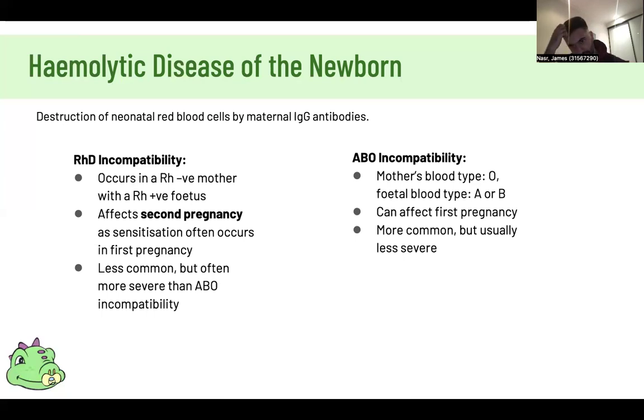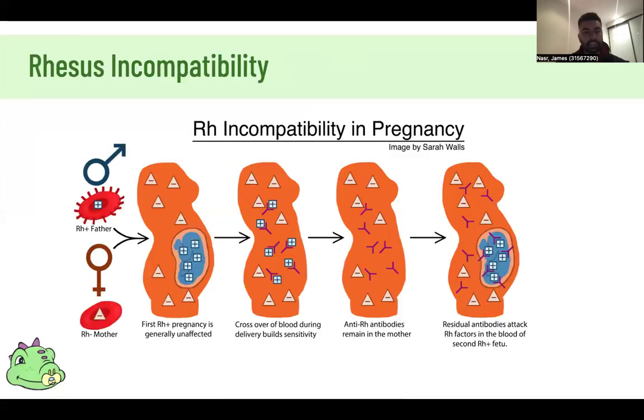The difference here is that this can affect the first pregnancy. It can also affect the second pregnancy, but unlike rhesus, this could affect the first pregnancy as well. And as I mentioned, it's more common, but it's normally less severe. But there are obviously exceptions to that. This is a quick diagram. I won't go through it now, but if you wanted to have a look at it in your own time, I think this does help to understand the pathophys behind rhesus incompatibility. So having a look at this, I think would be a bit useful.